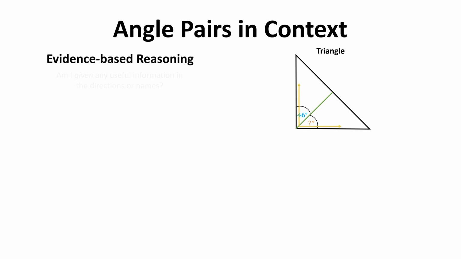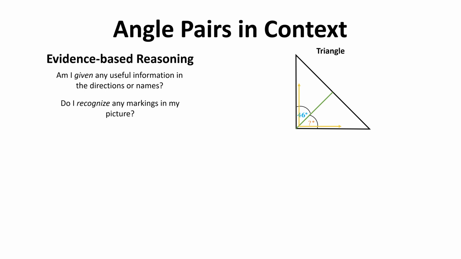Let's look at one final angle pair in context. We have a triangle and we're given an angle pair which we need to categorize. Let's use evidence-based reasoning again. Am I given any useful information in the directions or names? Well, we're given that we have a triangle, but that doesn't help with our angle pair categorization. That's only that we have a polygon with 3 angles. But boy, do we want this angle to be complementary, or adding to 90 degrees, because it just looks like it's 90 degrees. But that's just intuition. That's not really evidence or proof.